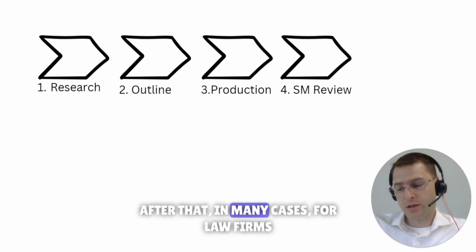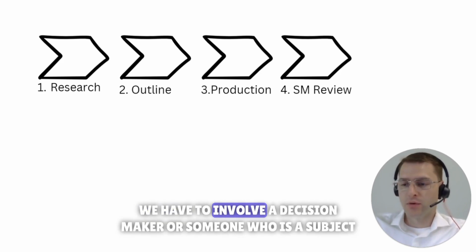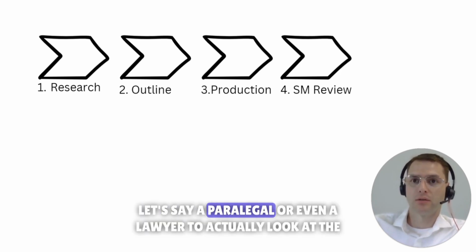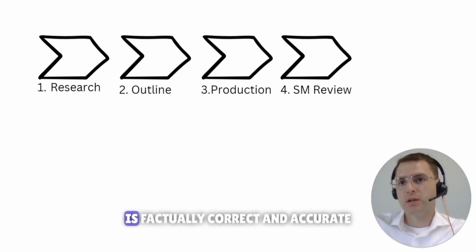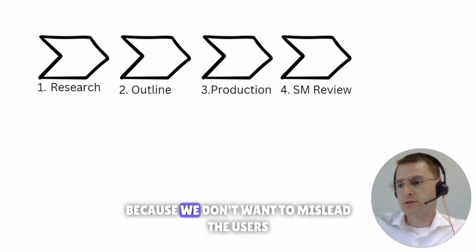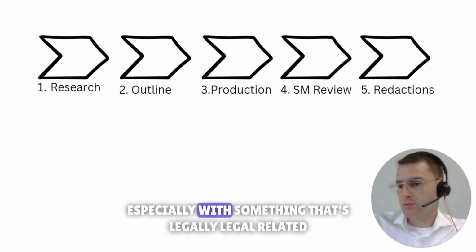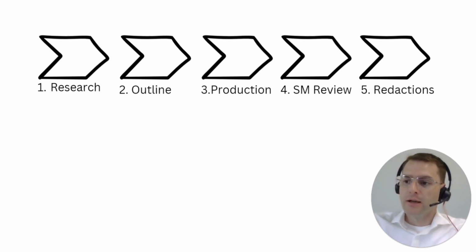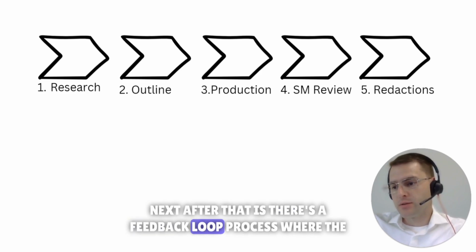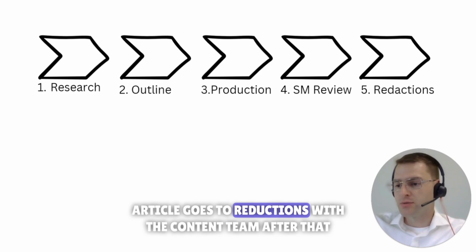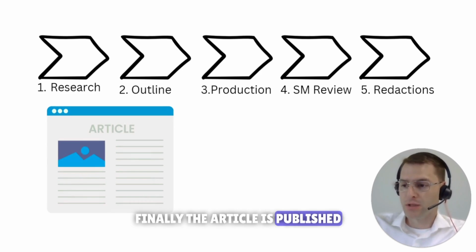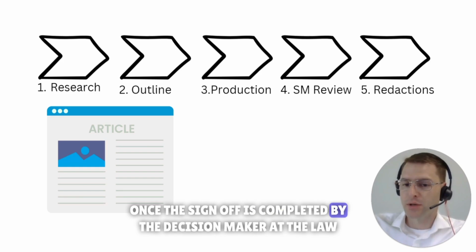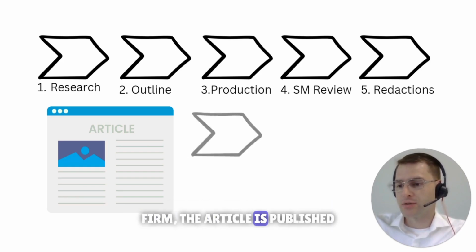After that, in many cases for law firms, we have to involve a decision maker or someone who is a subject matter expert, let's say a paralegal or even a lawyer, to actually look at the article and confirm that everything that's stated inside is factually correct and accurate, because we don't want to mislead the users, especially with something that's legal related. Next, there's a feedback loop process where the article goes to redactions with the content team. And after that, finally, the article is published. Once the sign off is complete by the decision maker at the law firm, the article is published.